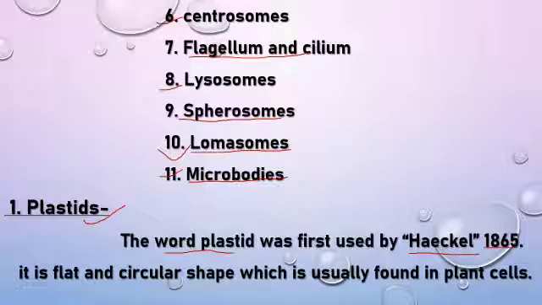Now we will discuss the shape and size of the plastid. It is flat and circular, or we can say spherical in shape. It is usually found in the plant cell, not in the animal cell. It is found in the plant cells.